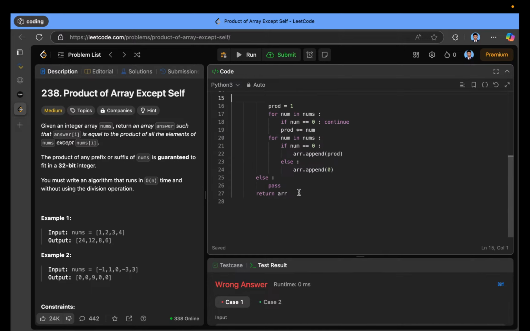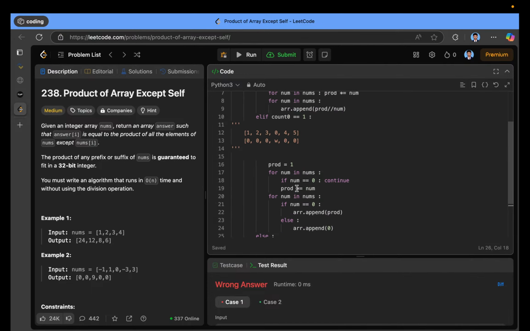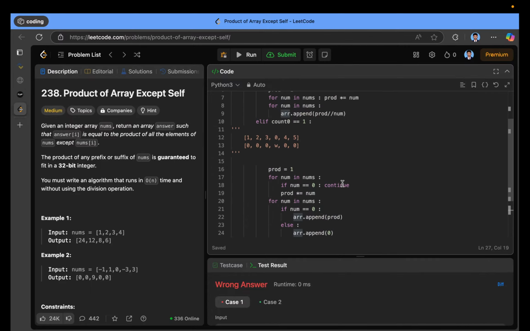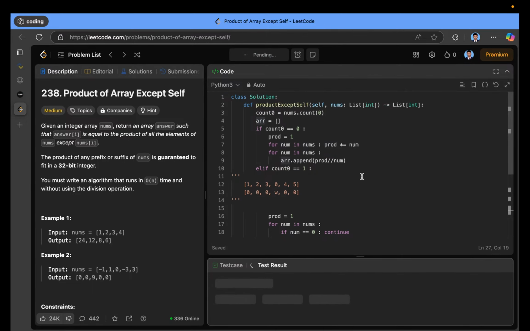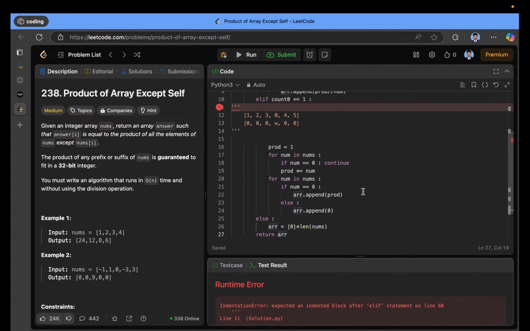Okay, let's go with the last one. If there are more than one 0 present in our array, then what will be our solution? Obviously the whole array should be 0. So I'm just going to make arr = 0 * length of nums. This should be the answer. And I also have to decrease its length. No. Error: expected an indented block after if statement at line 68.